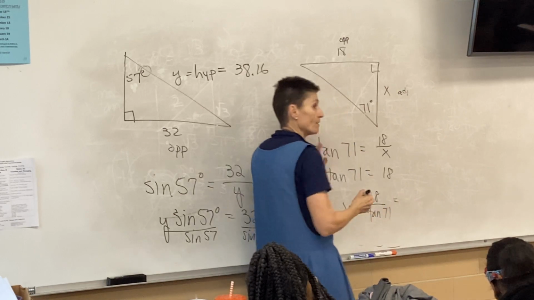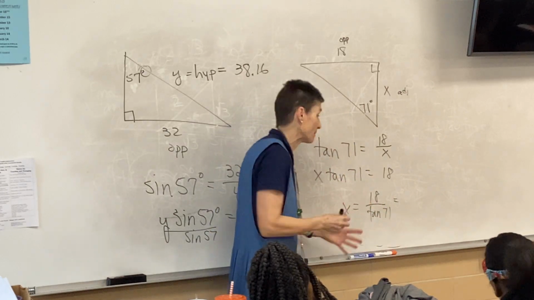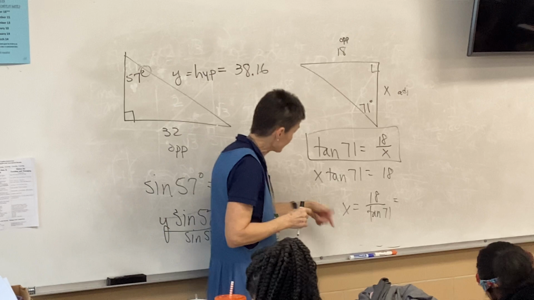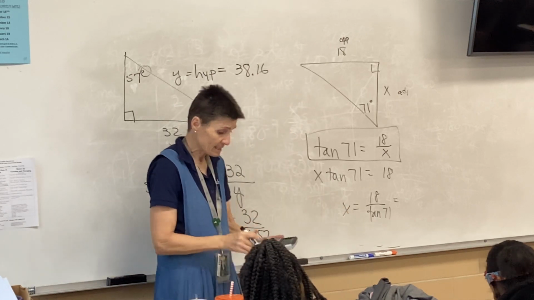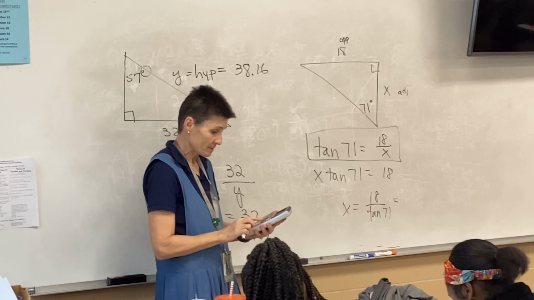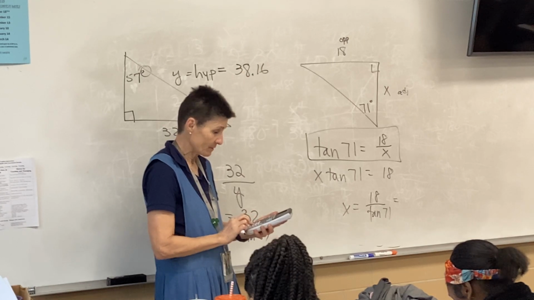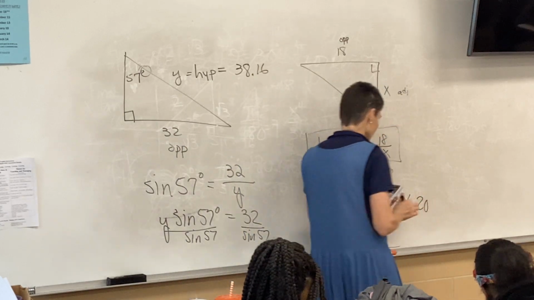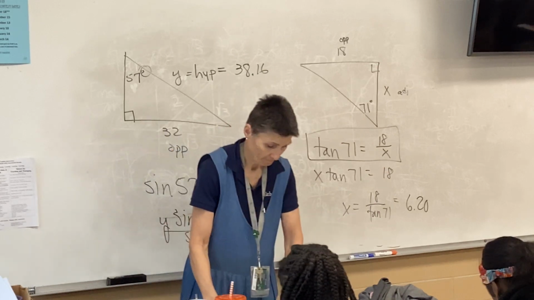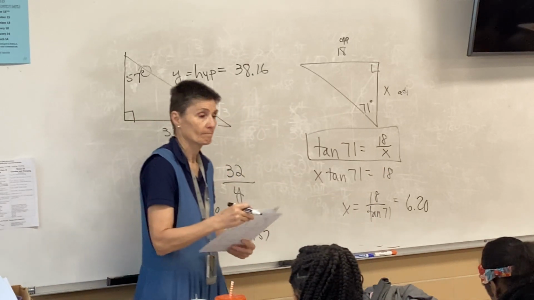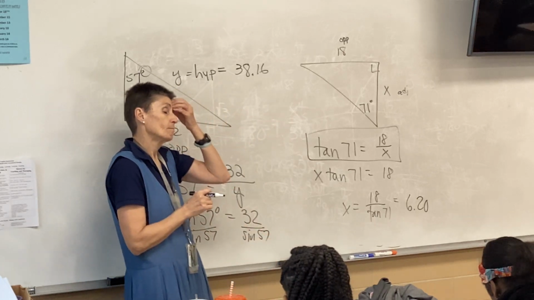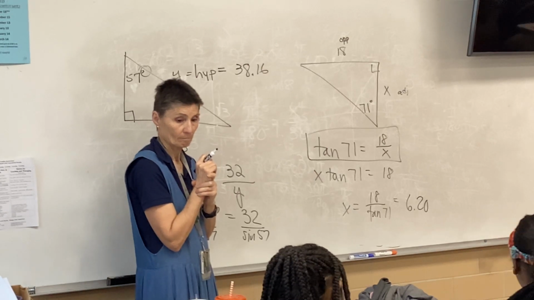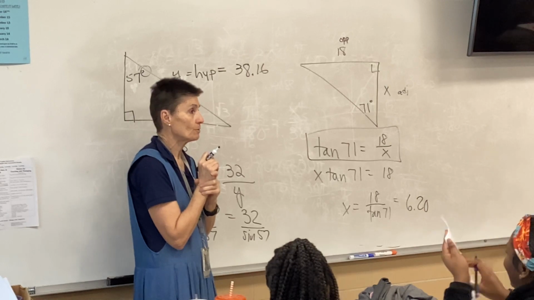So, Braden, this is another example of when you don't have to go through all of these steps. I should see this written down, because everybody's going to write that down. But then this is what I'm going to type into my calculator: 18 divided by tan 71. 6.20. All right, are you clear on that?